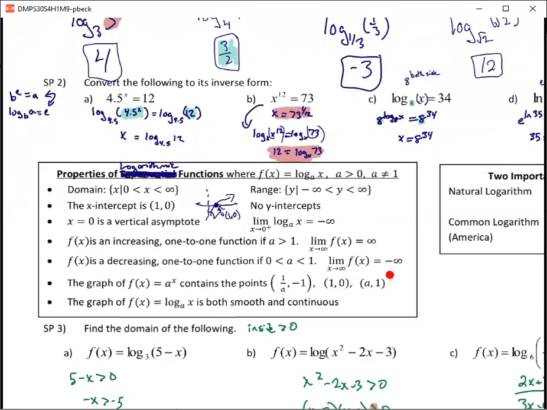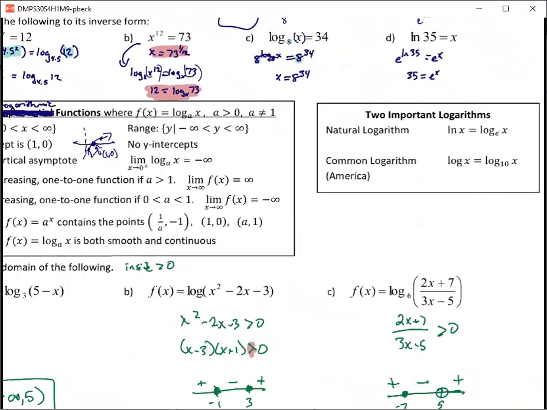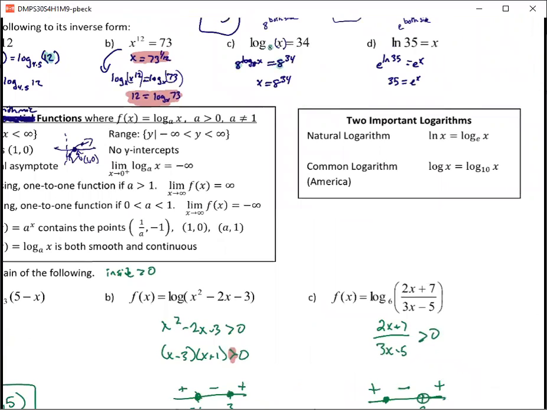And then we contain these points. These are the 3 points that I typically like to graph off of. So now we're choosing the points 1 over a, because log base a of 1 over a is -1. Log base a of 1 is 0. Log base a of a is 1. So by choosing those 3 points, we can make the 3 key points on a logarithmic function, which will look something like that. And all logarithms are smooth and continuous. That's kind of a preface for what we do in calculus next year.